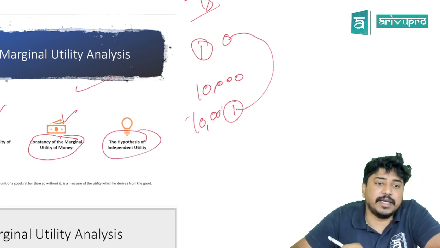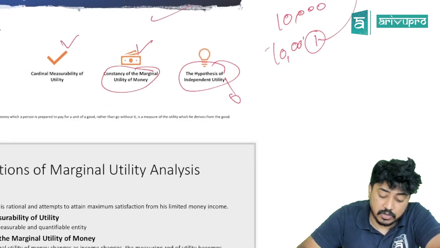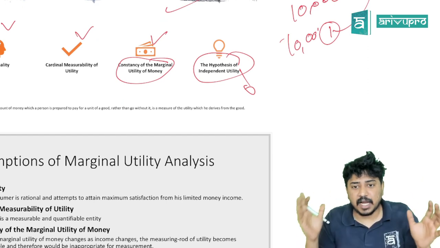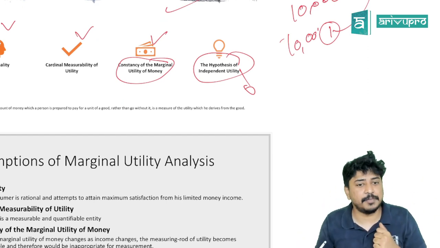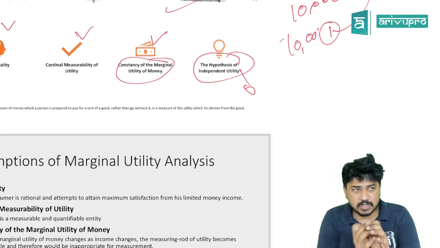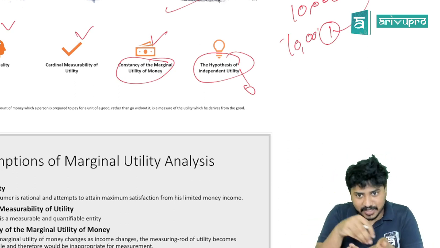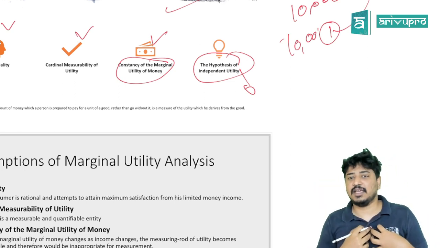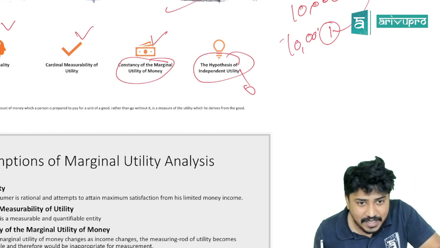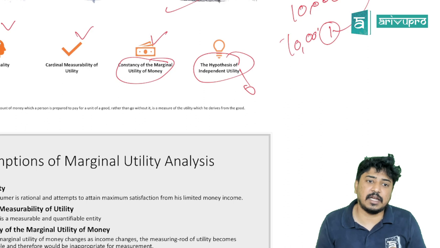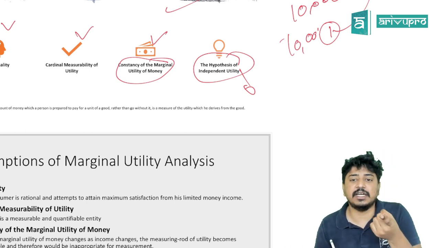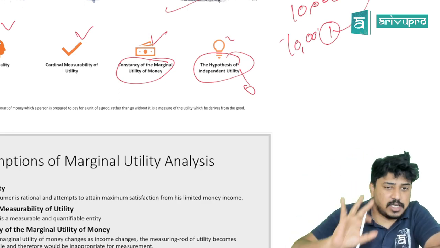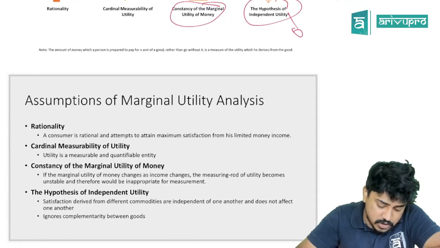Hypothesis of independent utility. What does this mean? A product should be measured independently. You should not combine. Let's say you go to a Starbucks coffee. Why do you go? Because of the ambience, the sugar art in the coffee, they write your name on the cup. That is all giving a kick, which is why you are ready to pay 180 for your satisfaction. But here, what they are saying is, if you're going to drink coffee, see the coffee utility only. Don't see the ambience and other things. Some assumptions are there, and these are the assumptions of this theory.